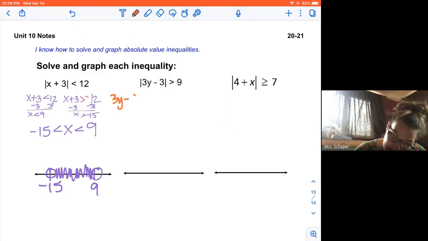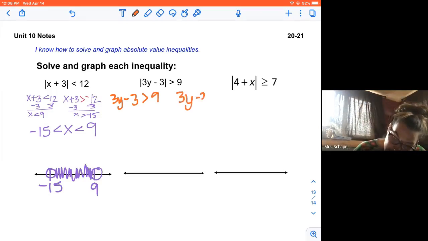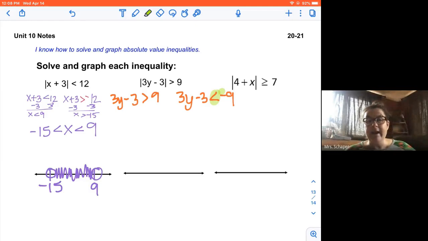3y minus 3 is greater than 9. Now, the second step is to write an inequality that flips the inequality sign and makes that 9 negative. So it becomes 3y minus 3 is less than negative 9. Notice how I flipped the sign and made it negative. Now my step is to solve these.